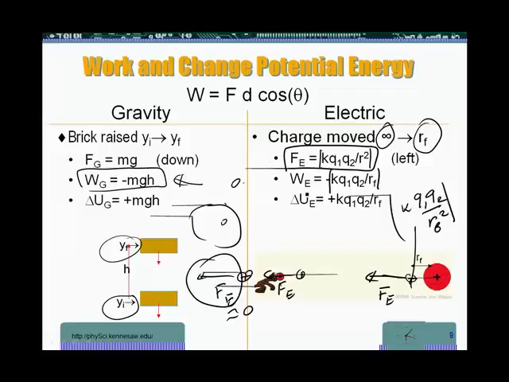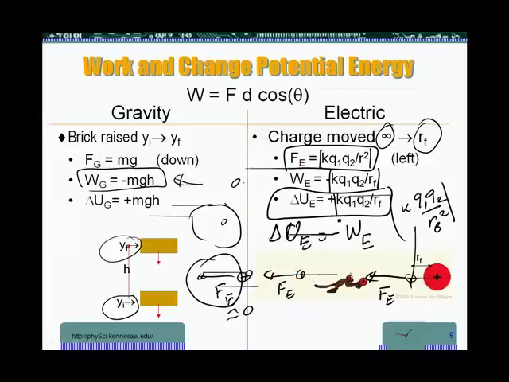So what we said, the work done by the electrical force is minus k q1 q2 over rf, and then using the fact that the change in potential energy should be equal to the negative of the work done by the conservative force, that gives us this. The change in electrical potential energy is plus k q1 q2 over rf. Okay, it's a positive number here.